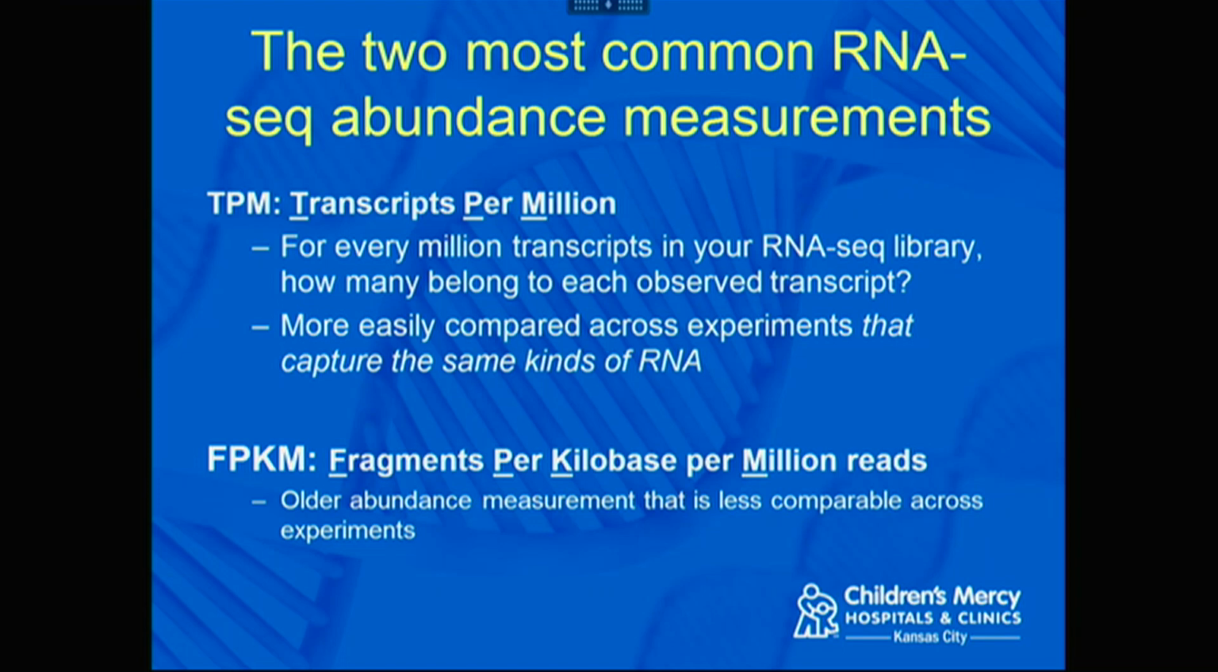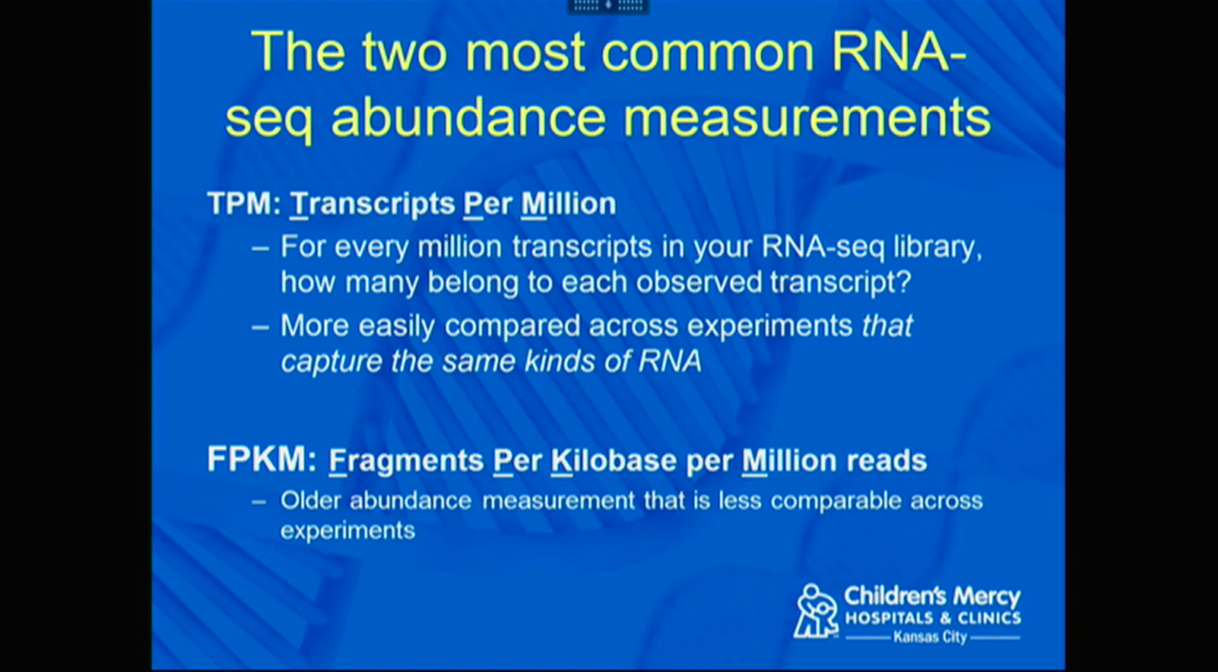So nowadays, I would say there are two major abundance measurements out there. The first is called TPM. It stands for transcripts per million. And it basically says for every million transcripts that could be detected in your RNA-seq library, how many belong to that particular transcript.